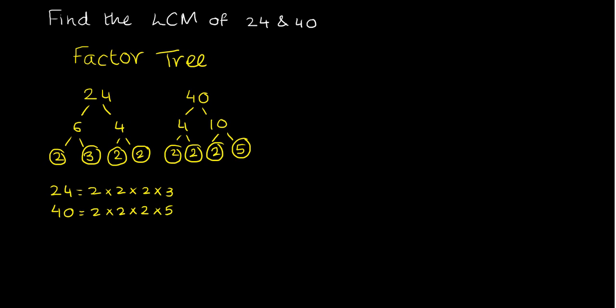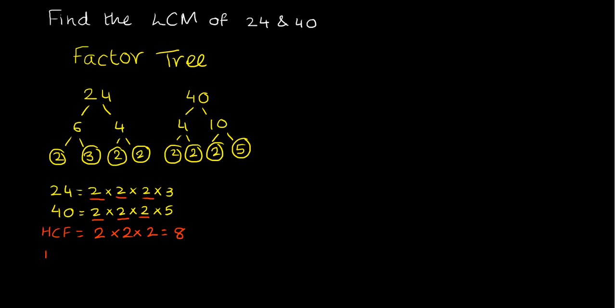To find the LCM using the factor tree method, you have to find the HCF first. You have no choice. So again, to find the HCF, it was that, and that makes one pair, so I'm going to write it down once. There's another pair here, write it down once. There's a third pair there, write it down once. No more pairs, so your highest common factor is 8.